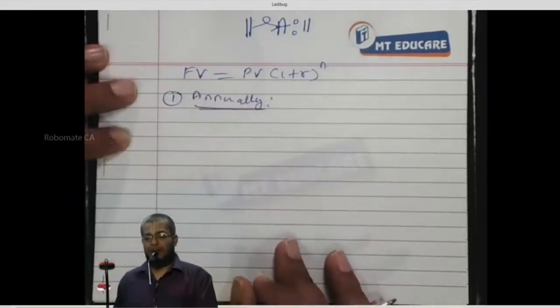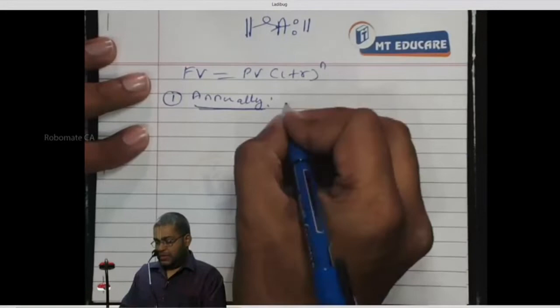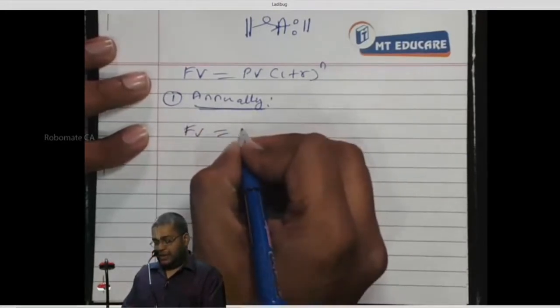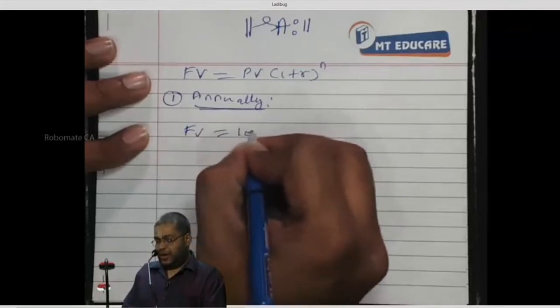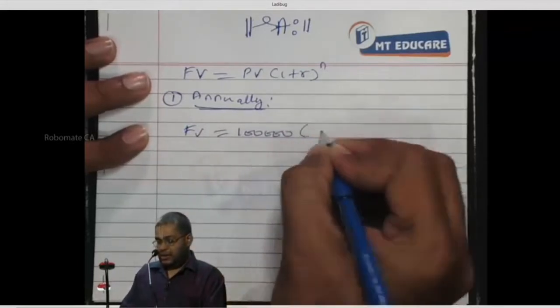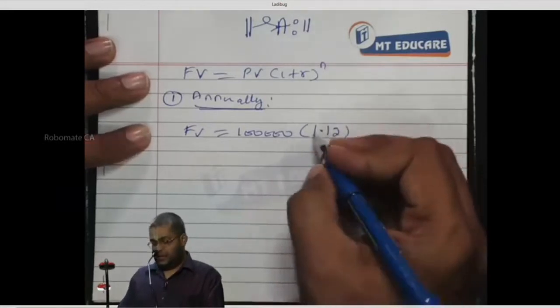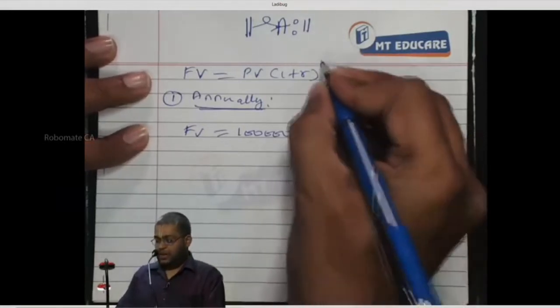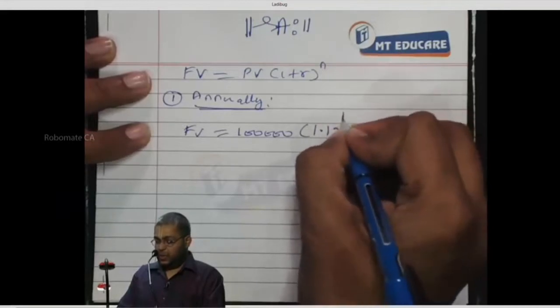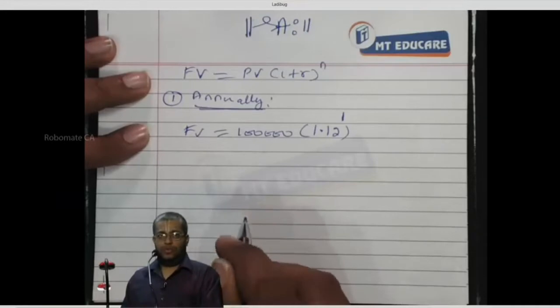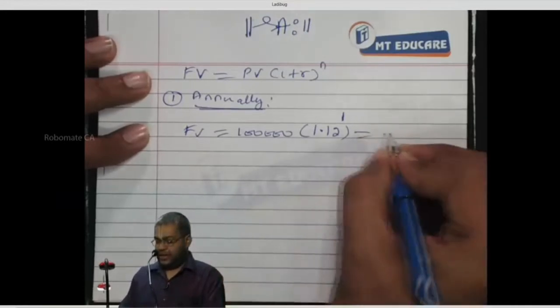First is annually. Now, tell me, future value is equal to how much I deposited today? 1 lakh. And what is the interest rate? 12%, so 1 lakh into 1.12 power N. N is how many years? 1 year. So N is 1 year. 1 lakh into 1.12 power 1. How much did I get?